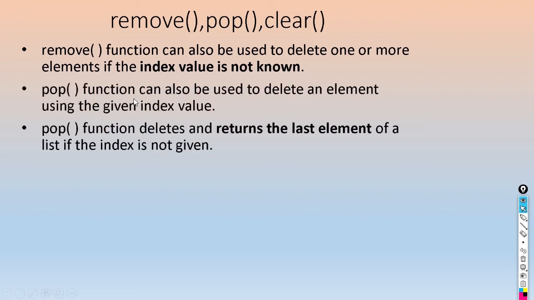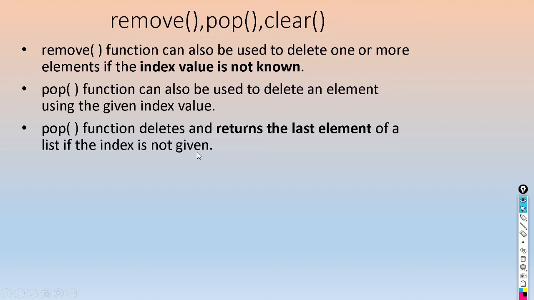Next one is the pop function. Pop function can be used to delete an element using the given index value. Similar to your del statement, this pop function can also be used. By specifying the index value in the pop function, that particular element will be deleted. It deletes and returns the last element of a list if the index is not known.